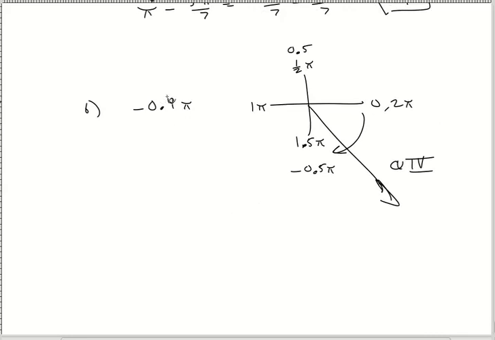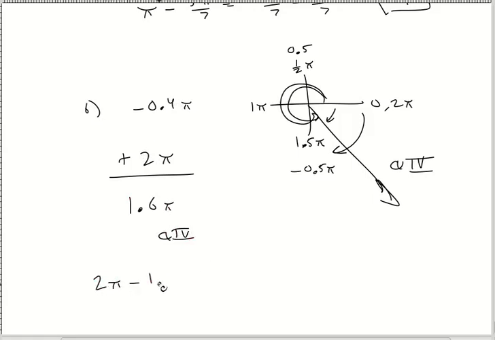I need to make this into something in my first rotation, and then I can find that reference angle. You're going to be surprised by the answer. It's kind of funny. So in order to get a positive instead of a negative, I'm going to add 2 pi. Pi plus pi, you retain the pi. It's basically 2 minus 0.4, which is 1.6 pi positive. Okay, cool. So now we're doing that quadrant 4 formula. I'm going to say 2 pi minus that angle, and I got 0.4 pi.